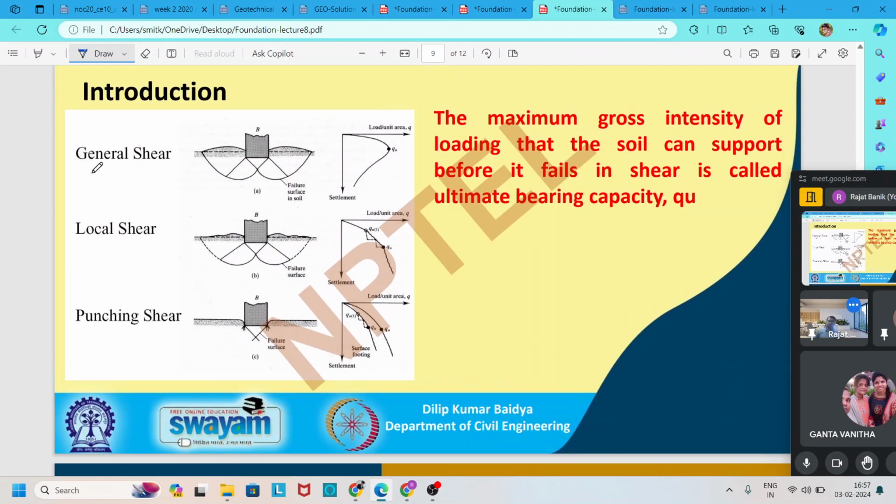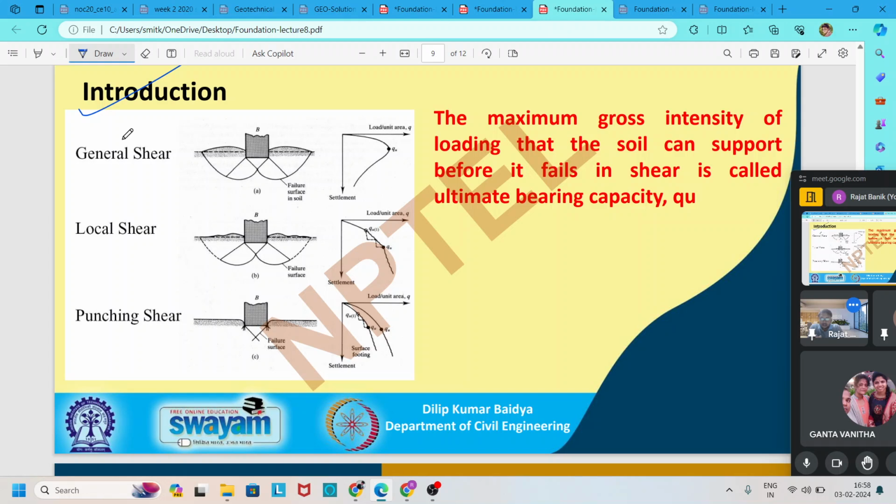Now here are given the different types of foundation failure. For shallow foundation, three types of failure may occur: general shear failure, local shear failure, and punching shear failure. The general shear failure mostly occurs in dense sand and stiff clay. In loose soil, loose sand and soft clay, the local shear failure and punching shear failure may occur.